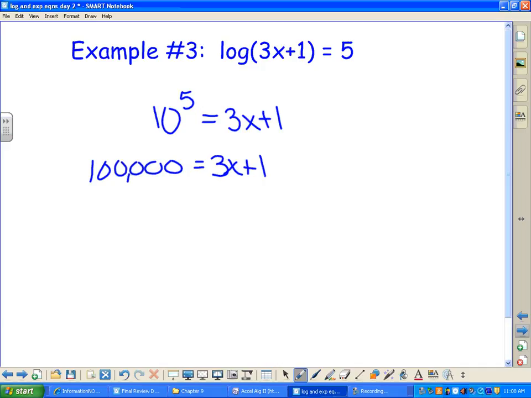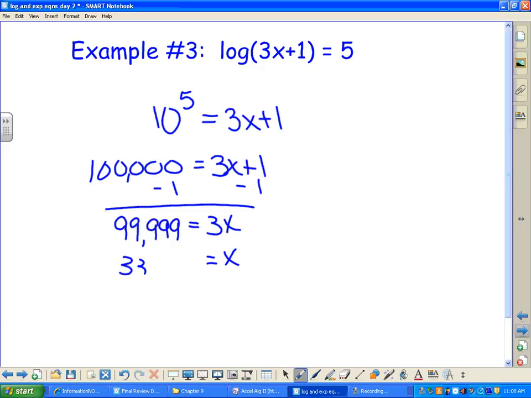Yep. Subtract the 1 from both sides, and you're going to be down to... and then finally, divide by 3. All right. You see how that worked? Any questions on that example? Nope. Okay.